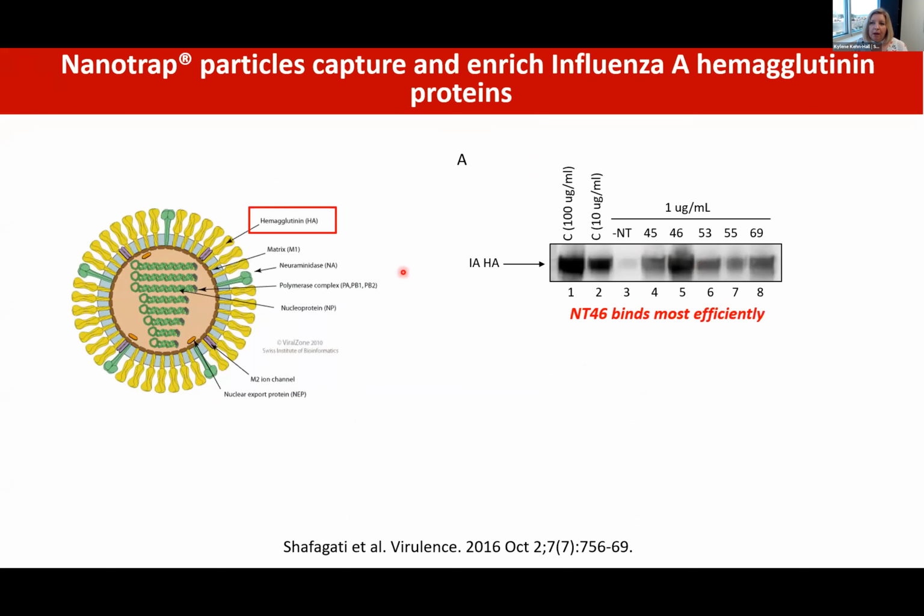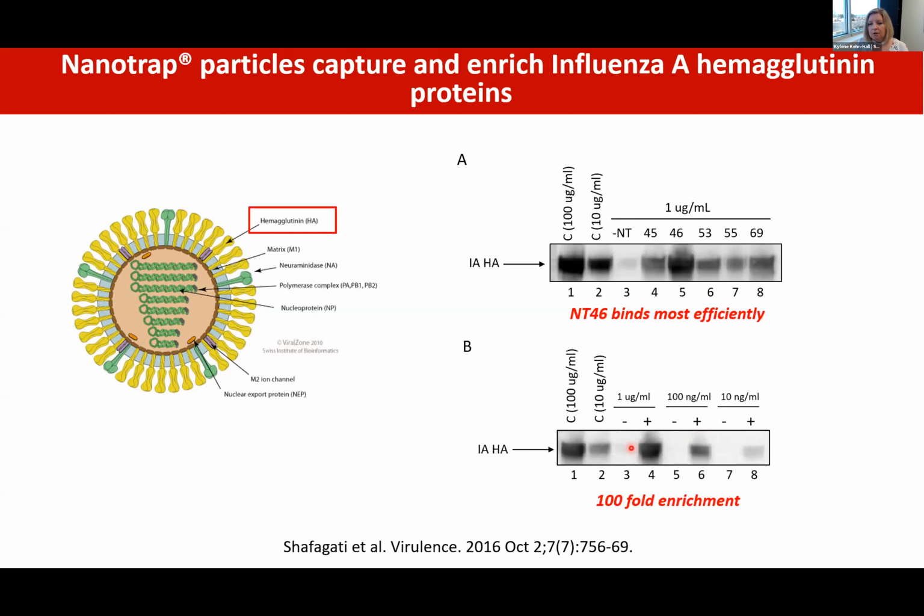We've always wondered about how the nanotrap particles were binding to our viruses, and we hypothesized that it was due to interaction with the surface proteins of the virus. And for influenza virus, the most prominent surface protein is the hemagglutinin HA protein. And so to start to address this hypothesis, we incubated purified HA protein with our nanoparticles, again, did a screening, and this is our HA detection limits without nanotrap particles, and then NT46 captured HA most efficiently. So confirming that it can bind to the surface proteins.